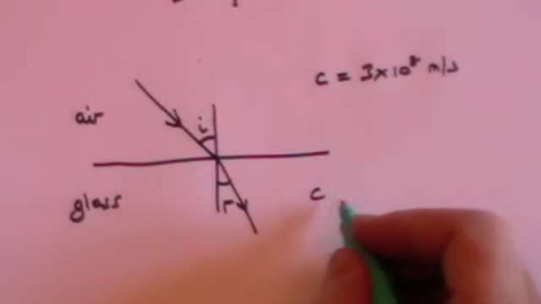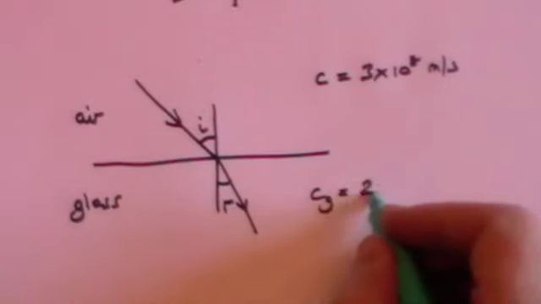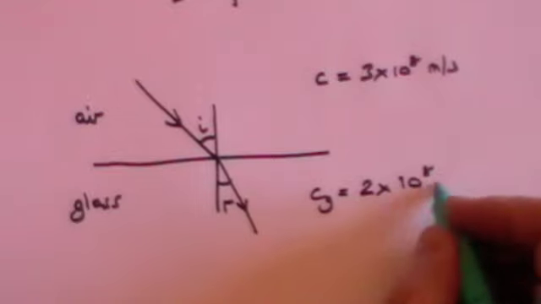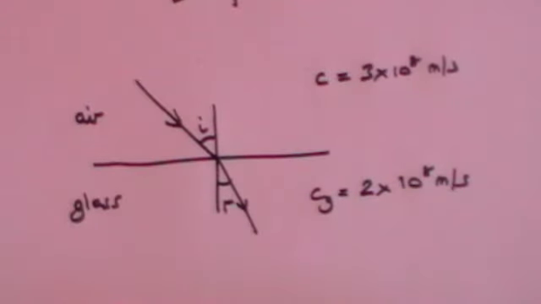The speed of light in glass is 2 × 10⁸ meters per second. It's only 2/3 of what it is in air. So there is quite a significant change in direction.